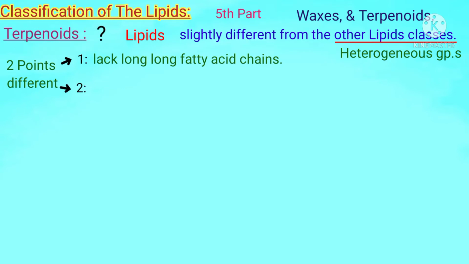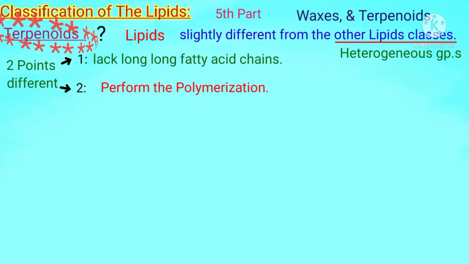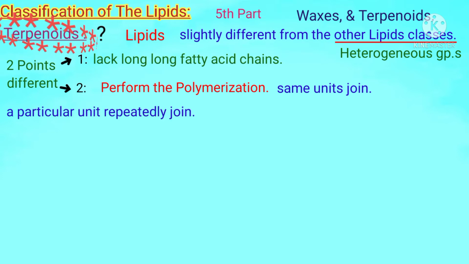At the second number, students, these undergo polymerization, in which similar units, alike units join. Dear students, as we have seen that in carbohydrates, monosaccharides join. In proteins, amino acids join. In nucleic acids, nucleotides join. Likewise, in terpenoids, students, a particular unit repeatedly joins. Which is that unit? Let's see.